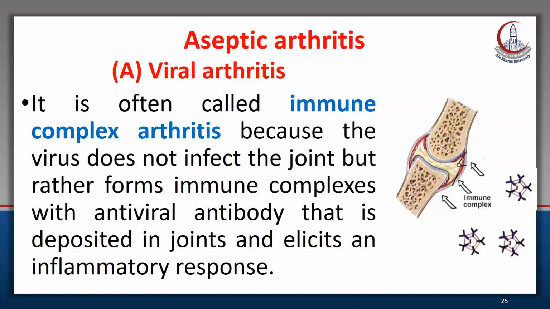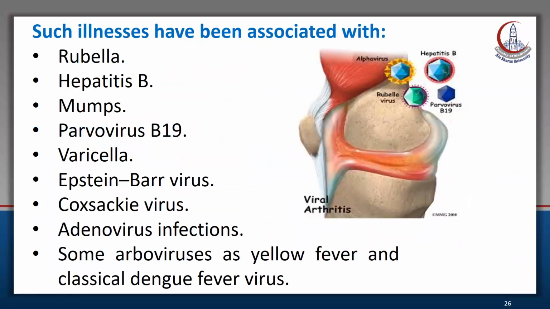Immune complex arthritis. Such illness has been associated with many viruses: rubella, hepatitis B, mumps, parvovirus B19, varicella, Epstein-Barr, Coxsackie, adenovirus infection, some arboviruses. Nowadays, with COVID-19 infection, there is aseptic arthritis.